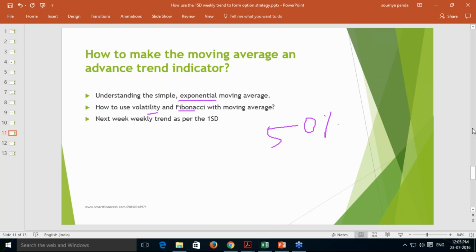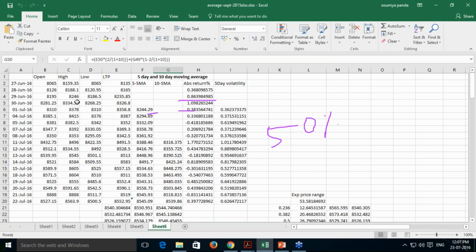Then we need to move to a more accommodative method, wherein we find the solution to improve this particular success. That part I am going to teach you today. So I am going directly to an example here. What I have done here is taken the 5 days and 10 days moving average.